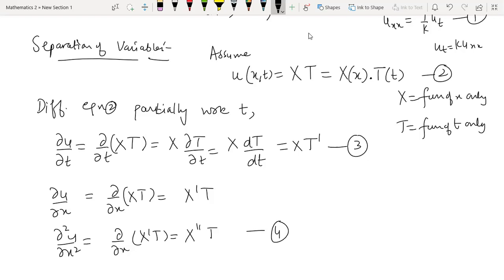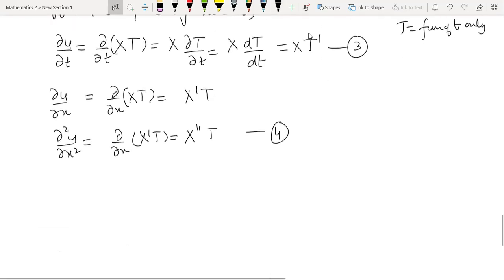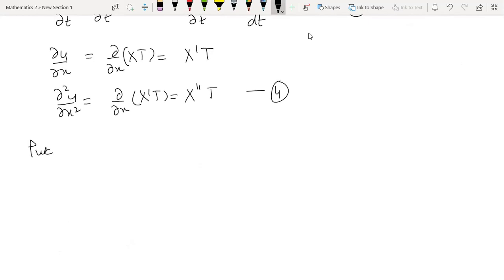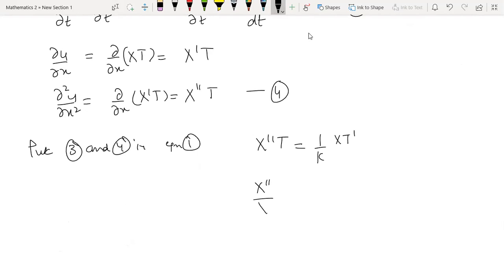So now you put the values coming from 3 and 4 in the given equation 1. On the left hand side you have del 2u by del x2, which is equal to 1 by k times del u by del t. So that is X double dash T, which is the same as XT dash. From here you will get X double dash by X is equal to T dash by kT, and they have to be equal to a constant. Let that constant be omega, right?